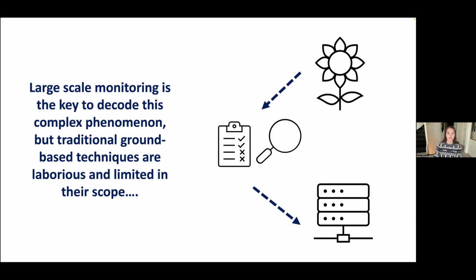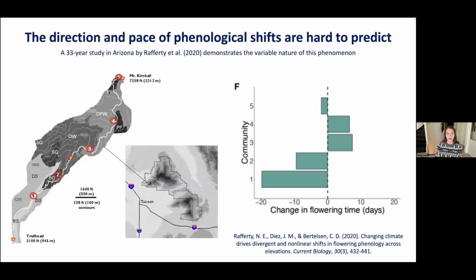But traditional ground-based techniques are laborious and really limited in their scope. You can kind of see that in this paper here, that they had to physically survey this area for 33 years. They weren't able to cover a large amount of ground. And because of that, there was a lot of time invested into this project, and it makes it difficult to try and track these trends on a really large scale.